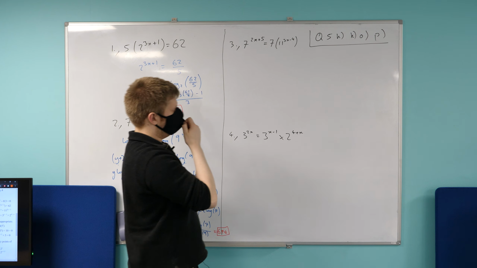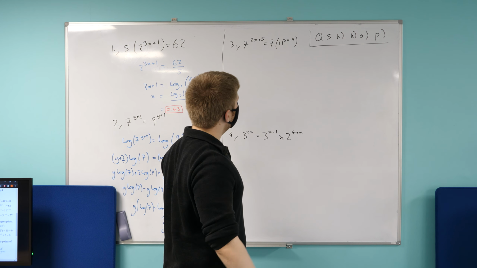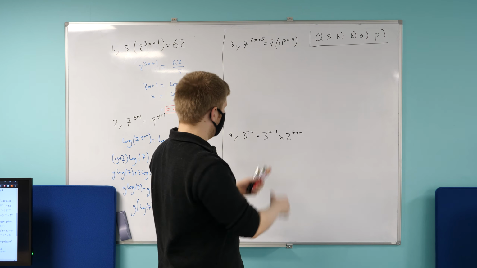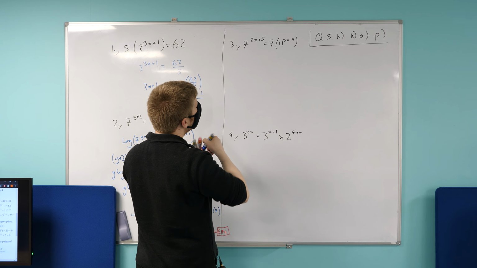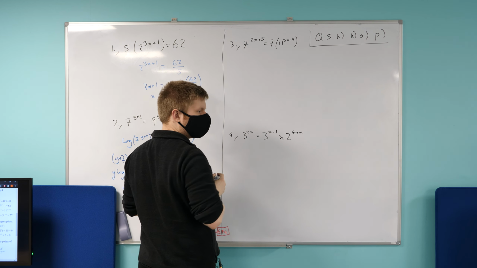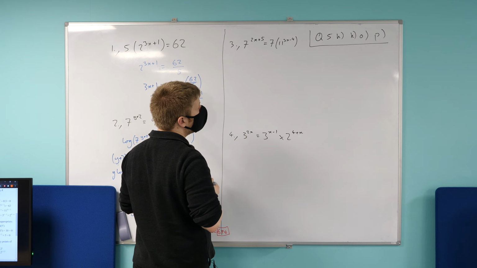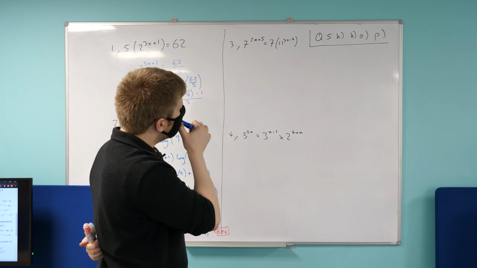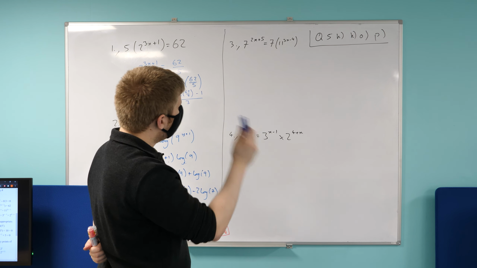Let's have a go at question 3. This one, okay? What did you get? Log 7 to 2x plus 5 equals 11 to the 3x minus 4. Not quite.